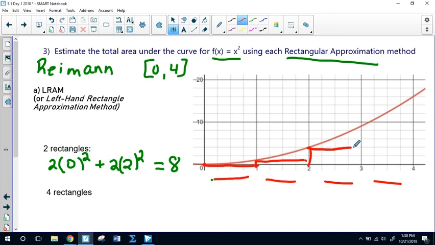Then at 2, only over to 3. And then at 3, over to 4. Not doing a good job drawing. All right, here we go.